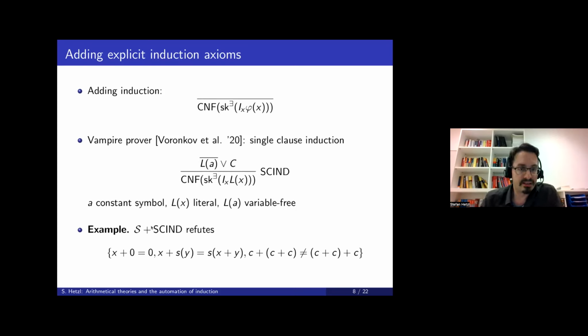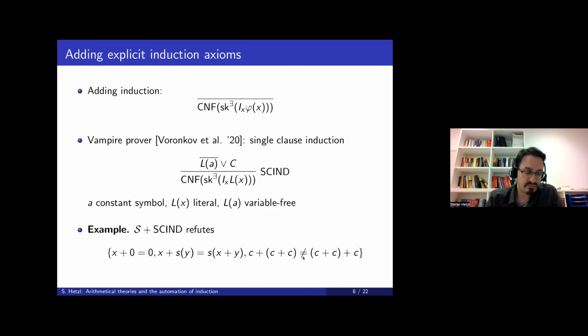So if I take some sound saturation system plus this rule, where SCIND is a shortcut for single clause induction, then for example it can refute this clause set here. So these two equations are the usual definition of addition from successor and zero.